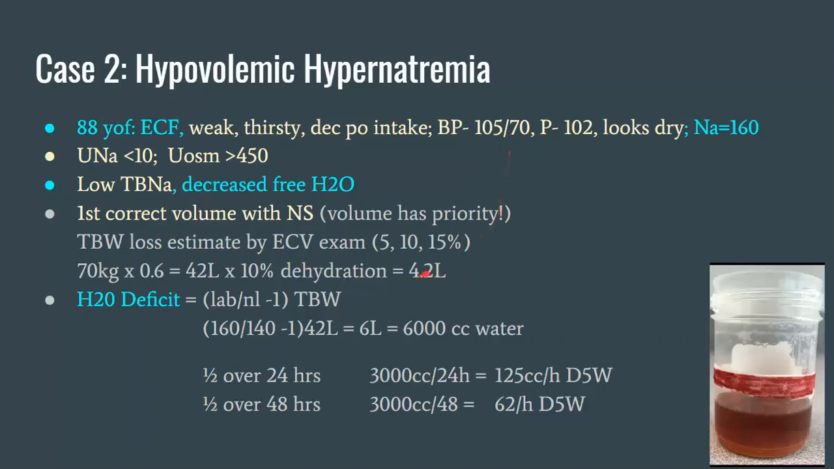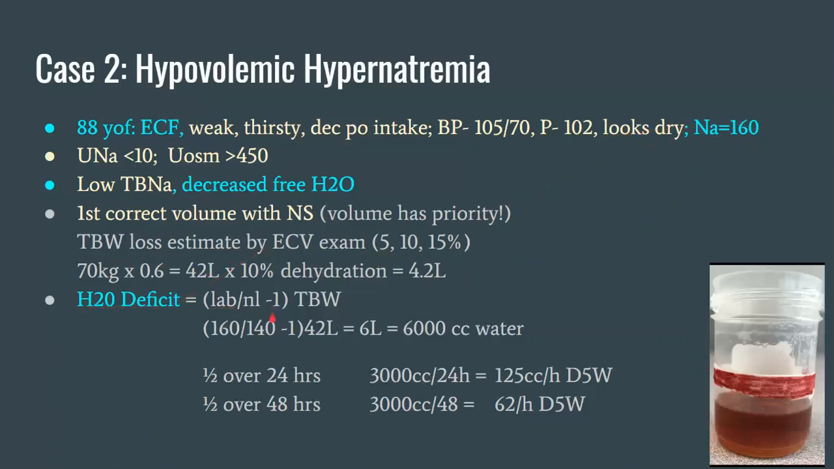Then, if she is still hypernatremic and the volume has been taken care of, we can then calculate the free water deficit. Now, the free water deficit means we need to give her free water. We don't need to diurese this off, because the problem is not too much sodium here. The problem is too little free water. So once we correct volume, then the next step would be, if the serum sodium is still up, we would calculate a free water deficit.